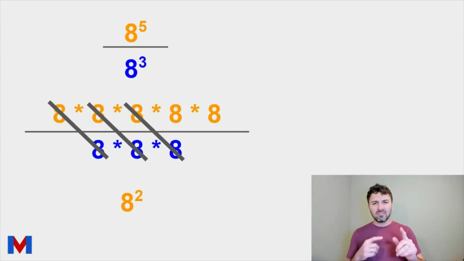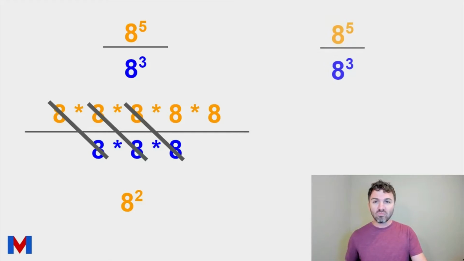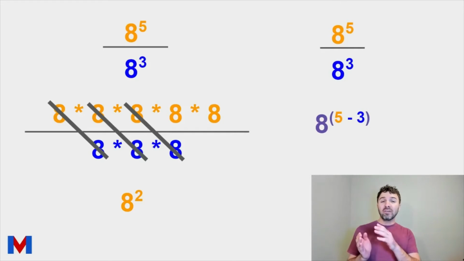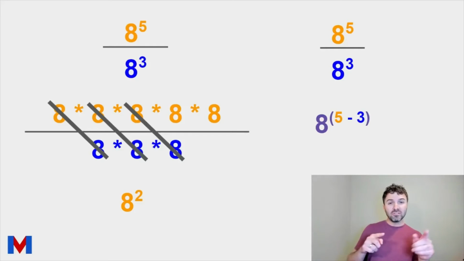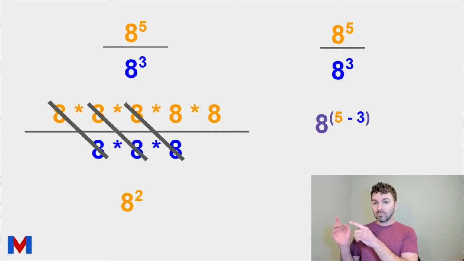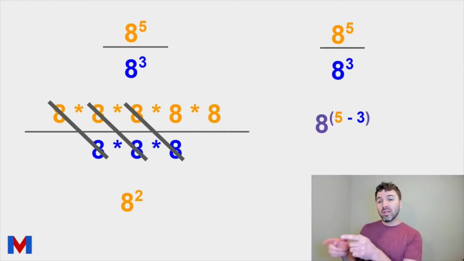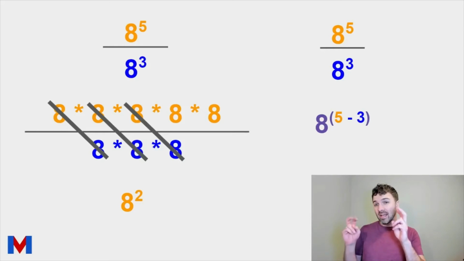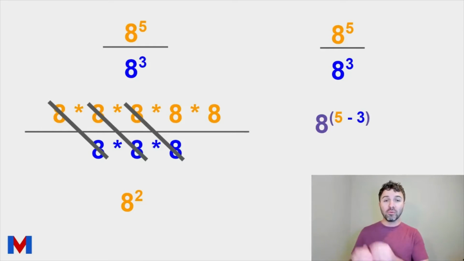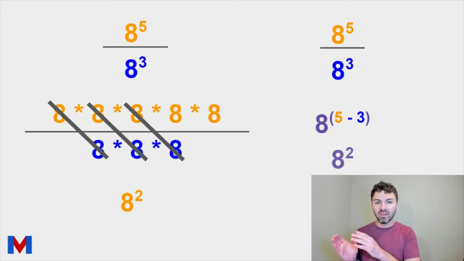Let's look at a way that's a little more efficient. I have 8 to the 5th power divided by 8 to the 3rd. So we have 8 to the 5th minus the 3rd, because if you notice, on the left side there, we did 5 eighths, and we took away 3 of them because they canceled out with the 3 in the denominator. So we have 8 squared.